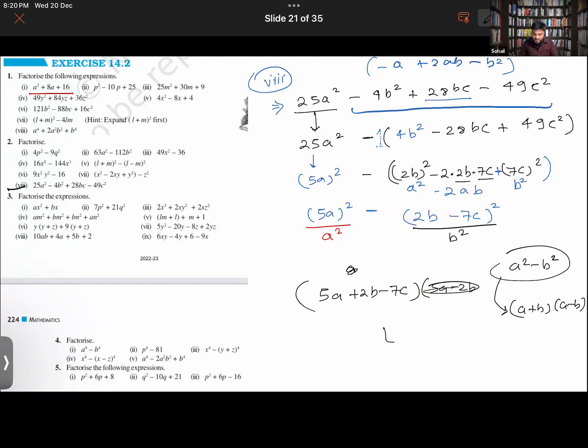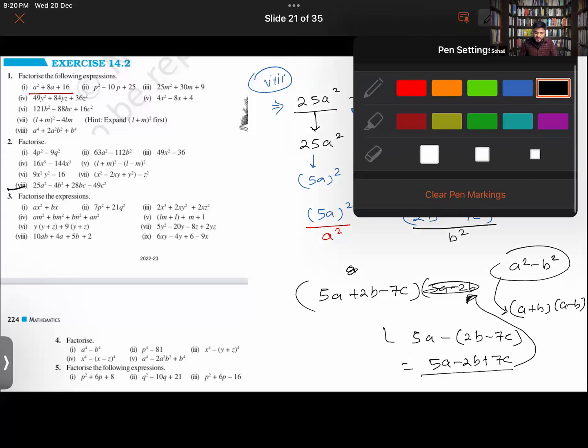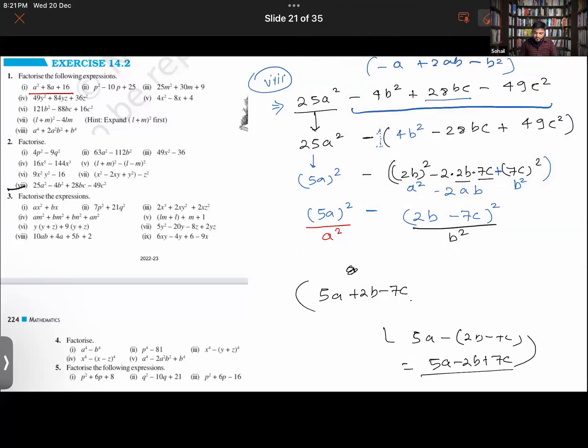Let me write it like this. This is going to be 5a minus 2b minus 7c. Thereby it becomes 5a plus 2b plus 7c. So this is what you will be writing over here. Okay now, so 5a plus 2b minus 7c into 5a minus 2b plus 7c. Exactly. So that is the required answer over here. Into 5a minus 2b plus 7c. So ये हमारे पास required answer है.